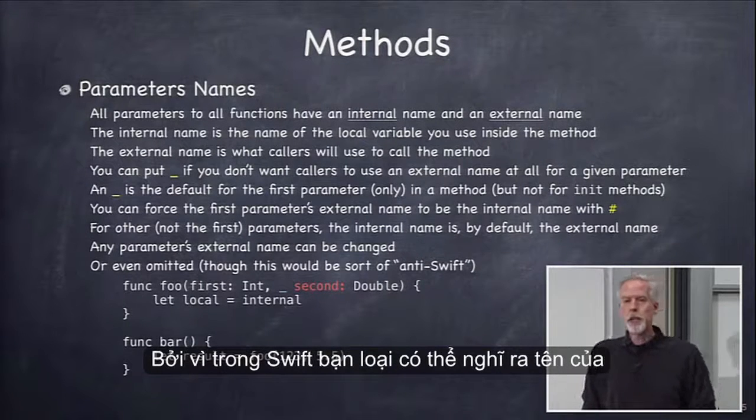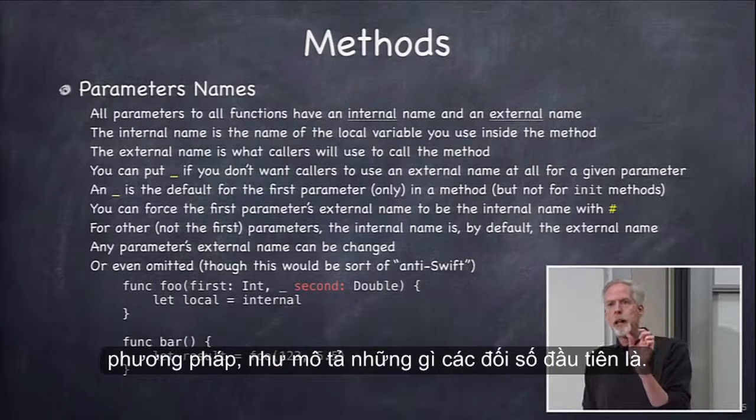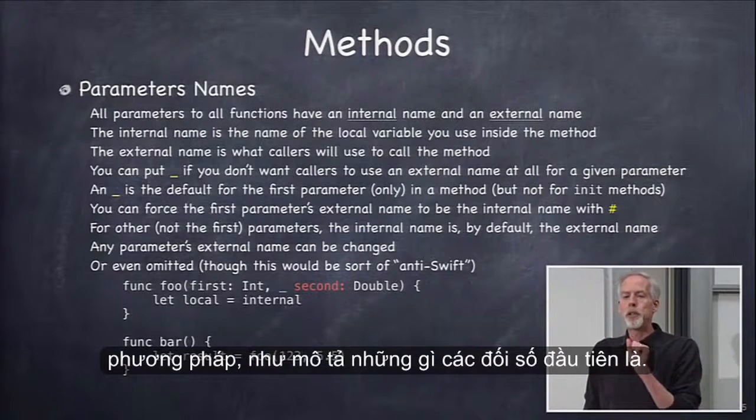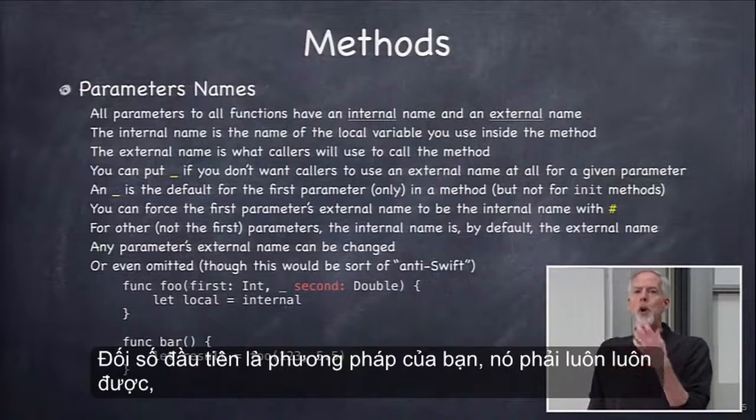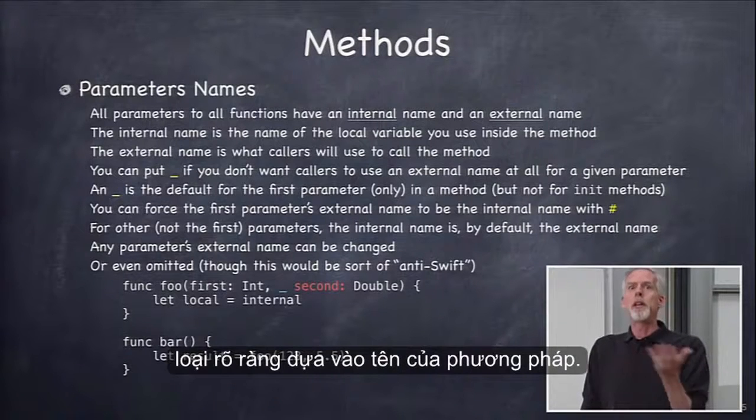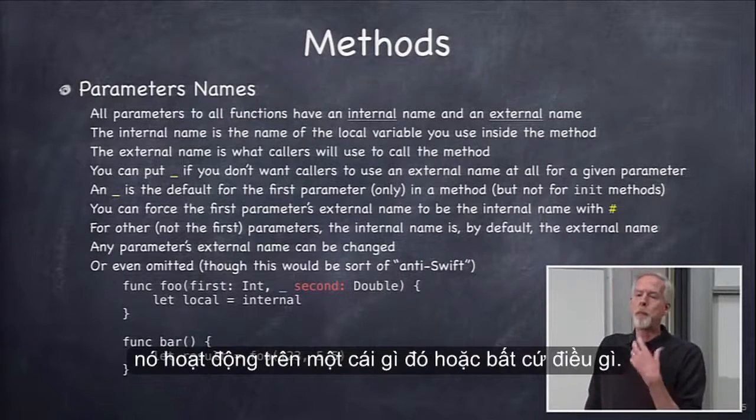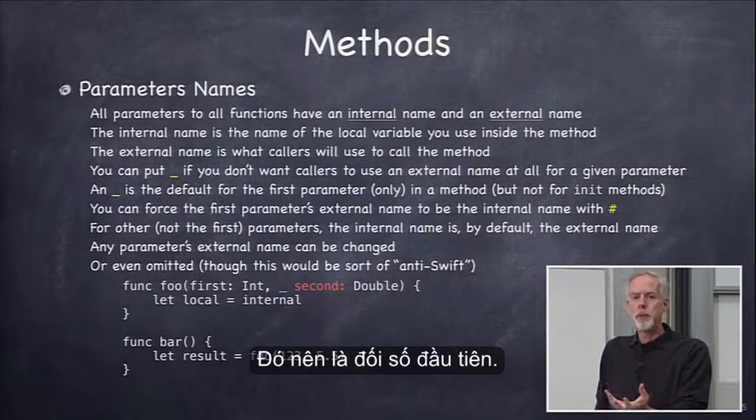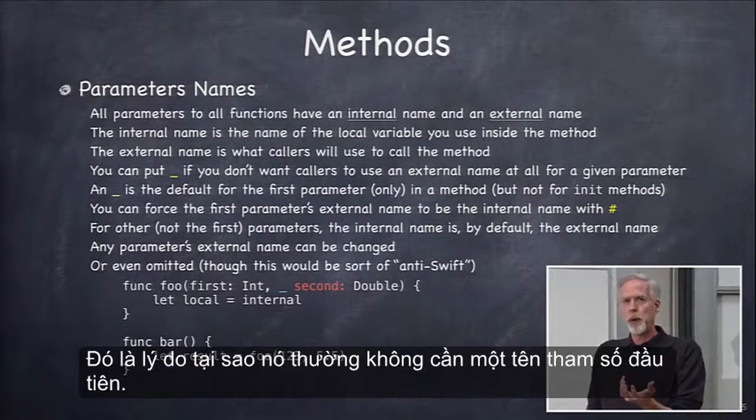Because in Swift, you can kind of think of the name of the method as describing what the first argument is. The first argument to your method should always be kind of obvious based on the name of the method, because the method does something, it operates on something or whatever. That should be the first argument. That's why it usually doesn't need a first parameter name.